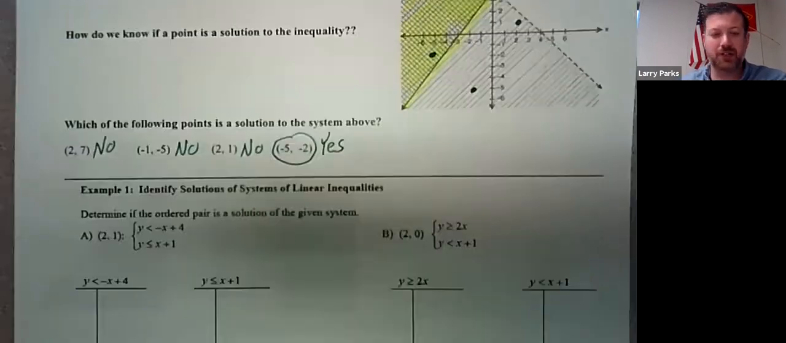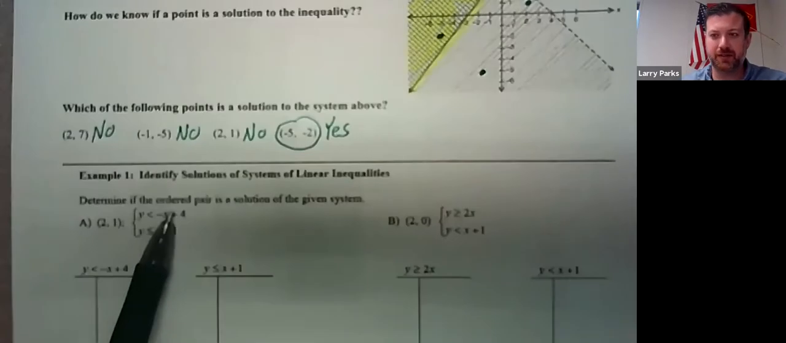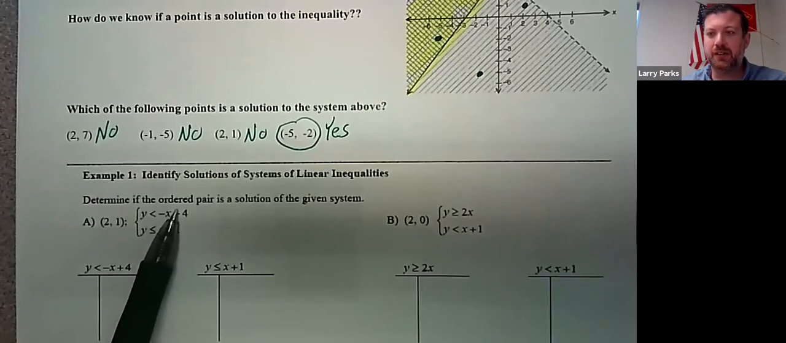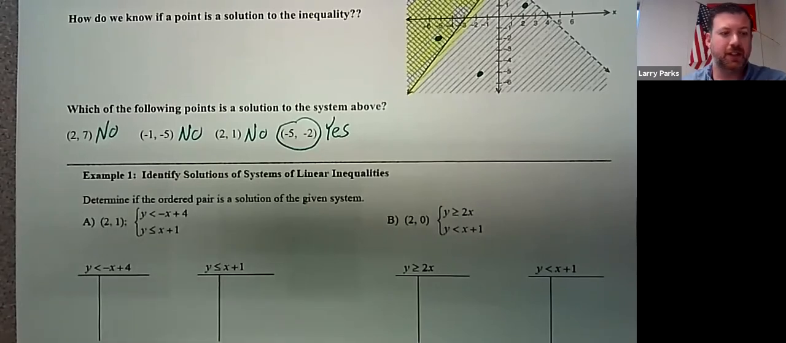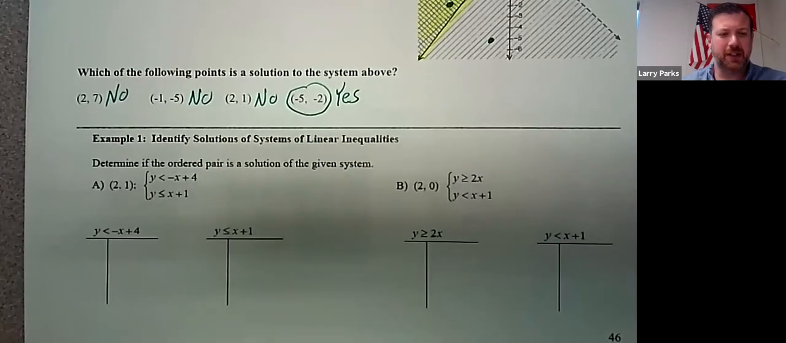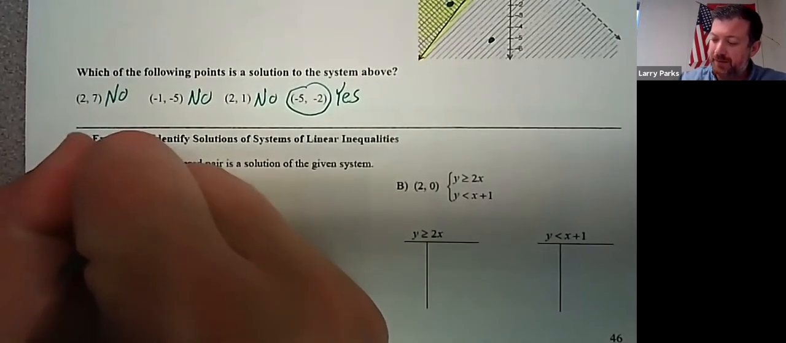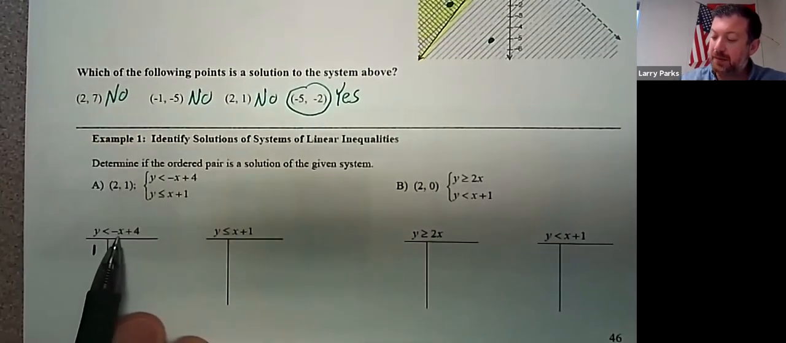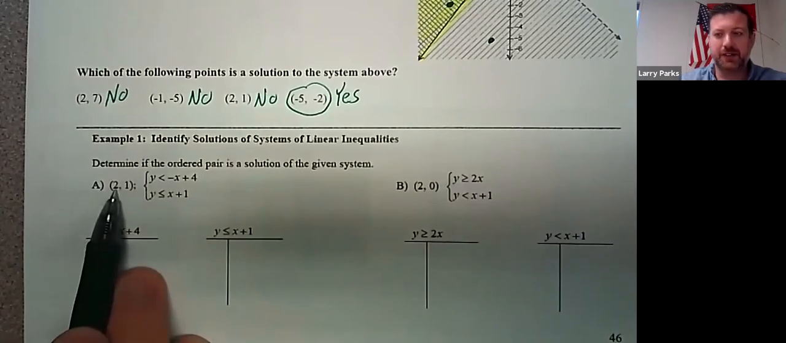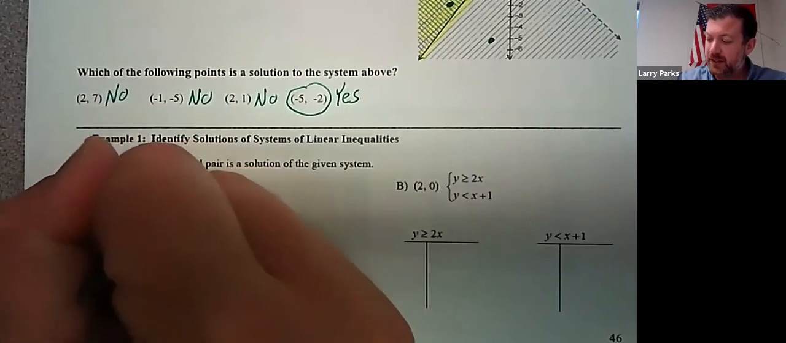One question they may ask you is, is this point a solution? How do you know? You plug in. I'm not quite sure why they have a table there, but if I plug 1 in for y, and then I plug x as 2, I get -2 plus 4 is 2. Is 1 less than 2?